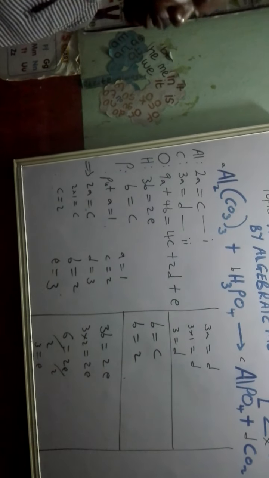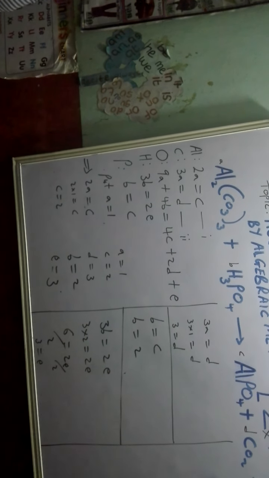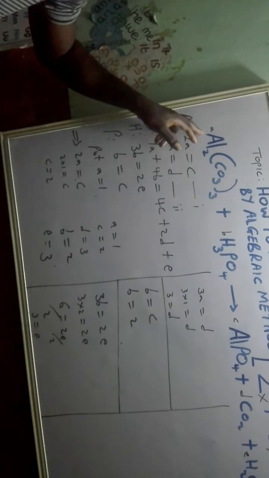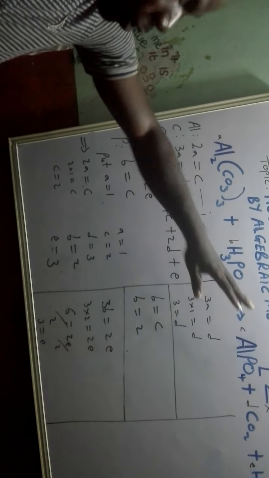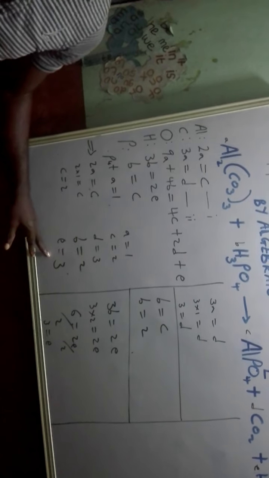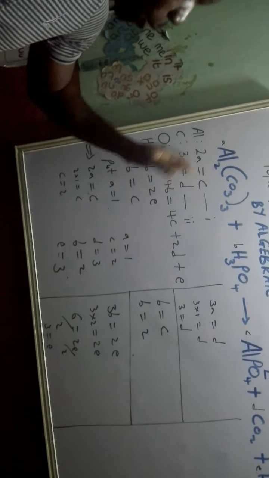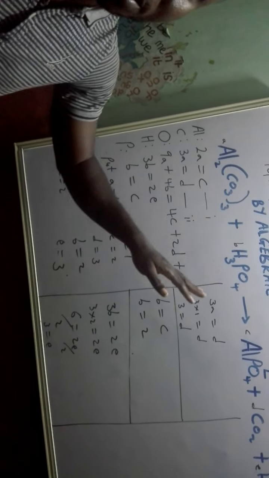Did you see that now? As simple as that. So we have gotten the coefficient of each compound in this chemical reaction to be 1, 2, 3, 2, 3. So wherever you see the letters, you replace them with the numbers. That is what is called the algebraic method.